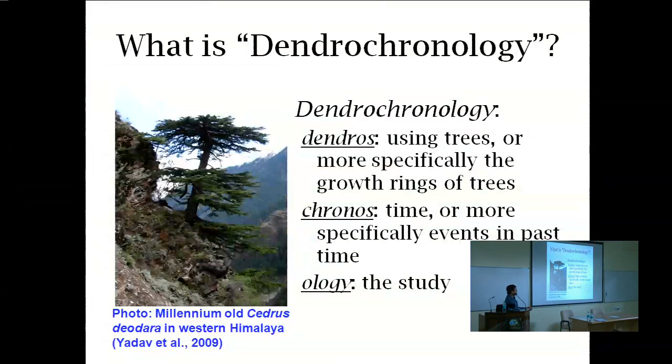So what happens if we core this tree? It records 1,000 years of climatic records. So now we are able to reconstruct with exact dating, without any error. We are able to reconstruct 1,000 years of climate. So this is the benefit, and tree ring science is one of the best tools in paleoclimate reconstruction all over the world.